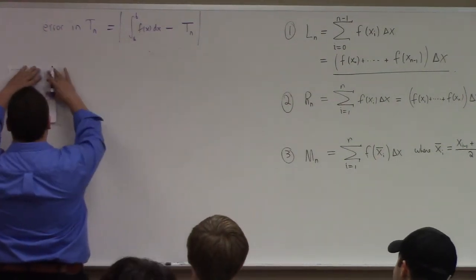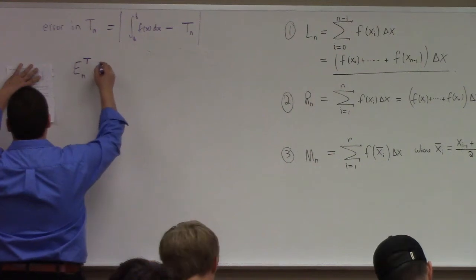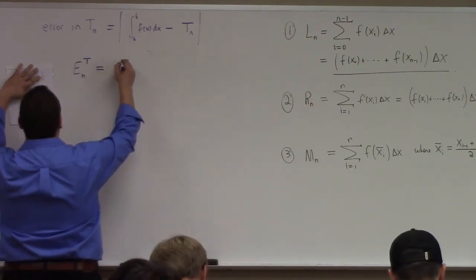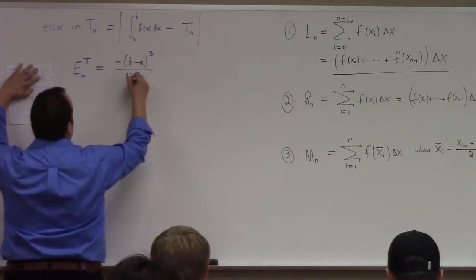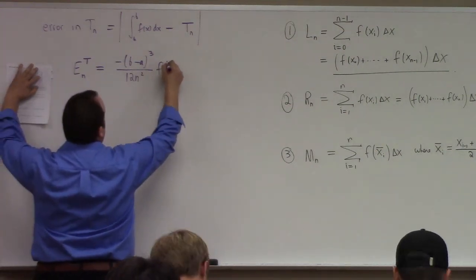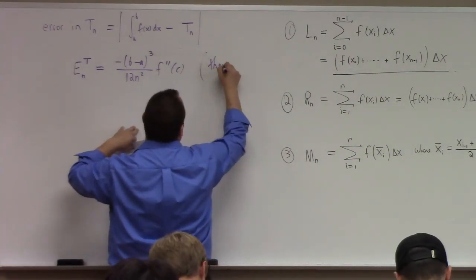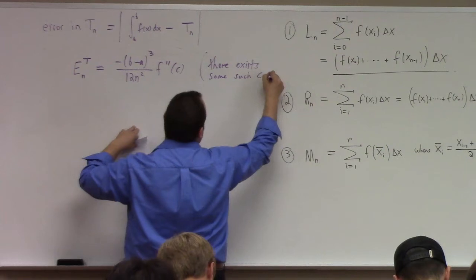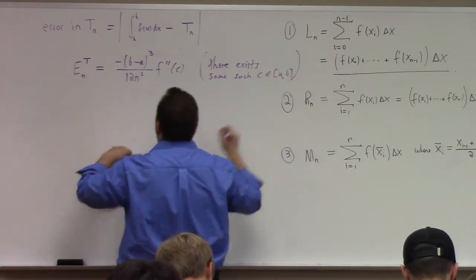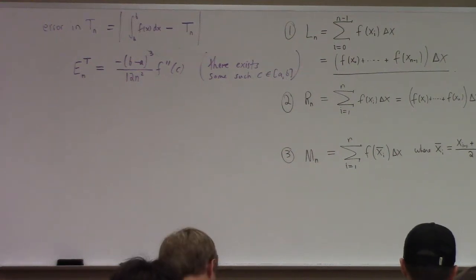Ah yes, error estimates. So here we go. This is something you could prove in perhaps a numerical methods class or something like that. The error in the nth trapezoid rule is equal to minus (b minus a) cubed divided by 12n squared times f prime prime of c. In other words, there exists some such c in the interval from a to b to make it so. Now, we're more interested in putting a bound on the error, like saying we're that close, right?